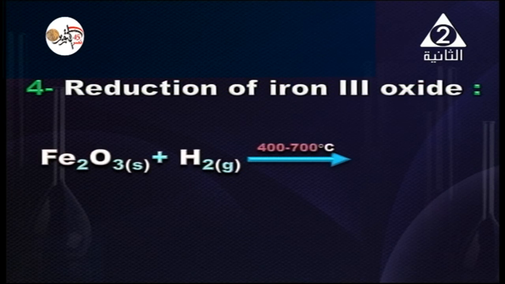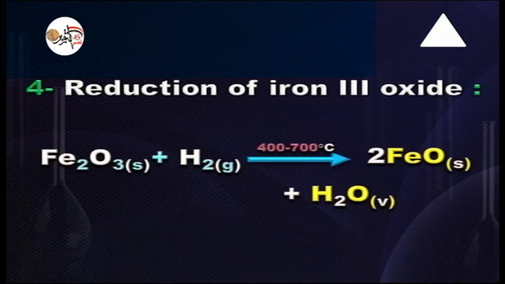But when the reduction takes place from 400 degrees till 700 degrees Celsius, the product is different. Here it gives iron 2 oxide and water vapor. So the reduction of iron 3 oxide depends on the temperature. From 230 till 300, it gives magnetic iron oxide, but from 400 degrees till 700 degrees Celsius, it gives iron 2 oxide, as shown on the screen.